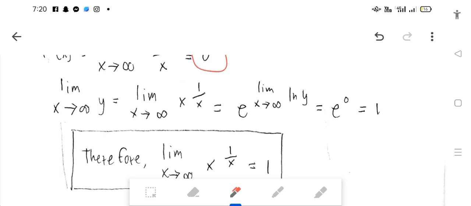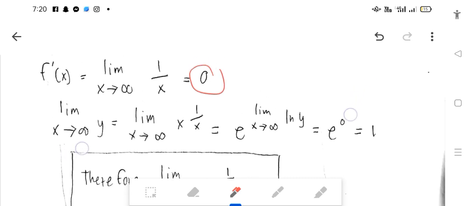This example is quite tricky because it involves using logarithms, and we need to undo the logarithms and exponentiate both sides.